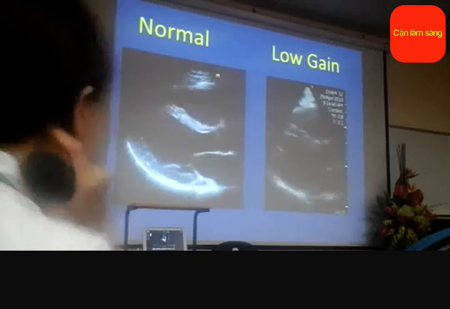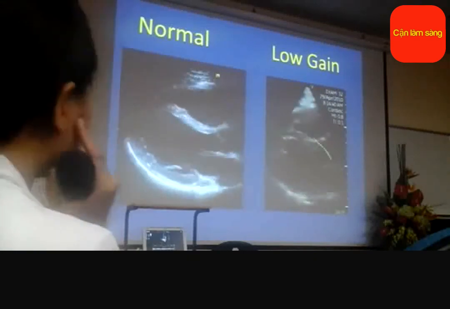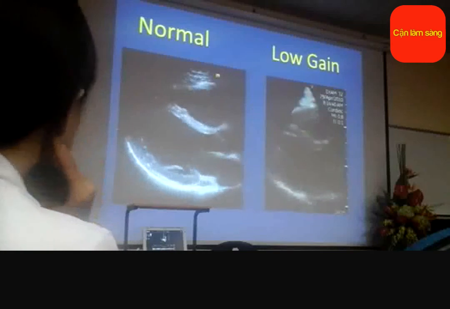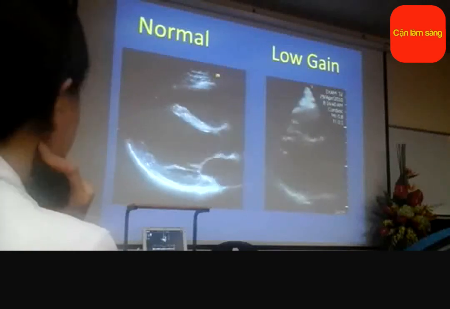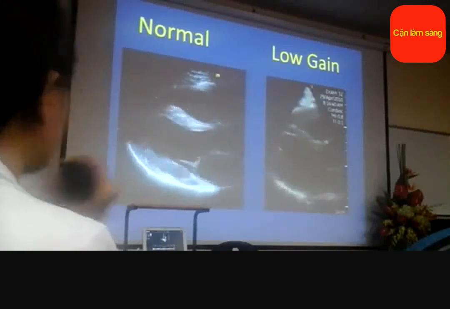We covered this yesterday. If you were here, one of the problems is not having enough gain on the control, and this is low gain.